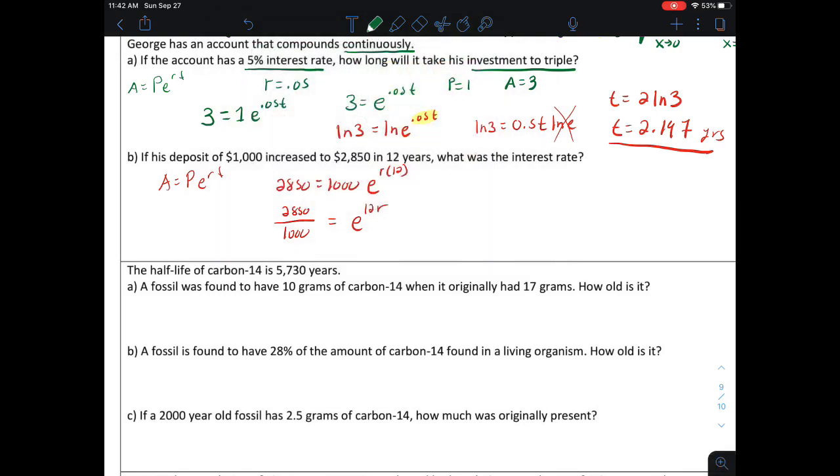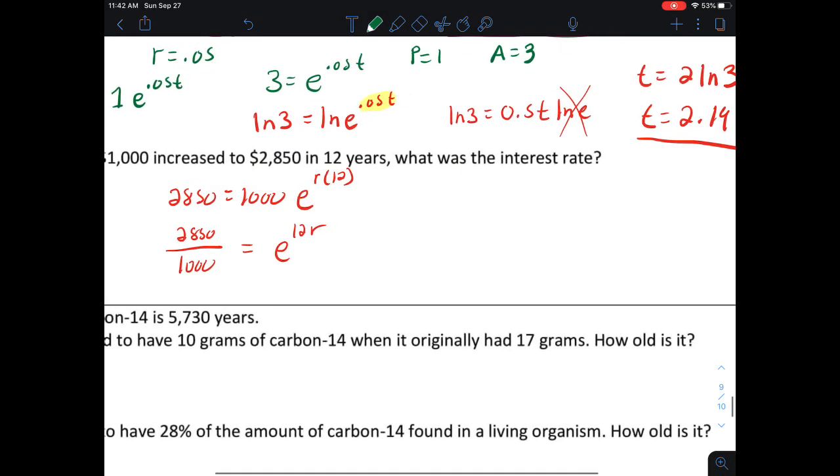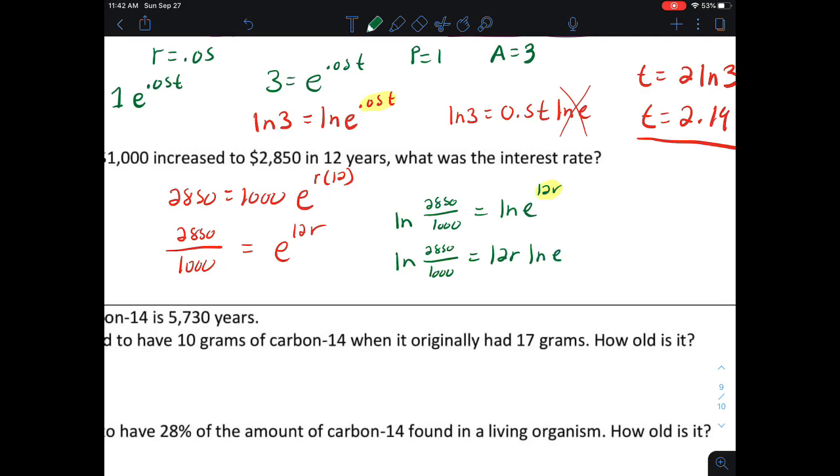And then we would take the natural log of both sides, so that I can get what I'm solving for out of the exponents. So I'd have the ln of 2,850 divided by 1,000 is equal to the ln of e to the 12r. And then properties of exponents say that the 12r can come out in front of the ln. So we'd have the ln of 2,850 divided by 1,000 is equal to 12r times the ln of e. Well, the ln of e is 1.